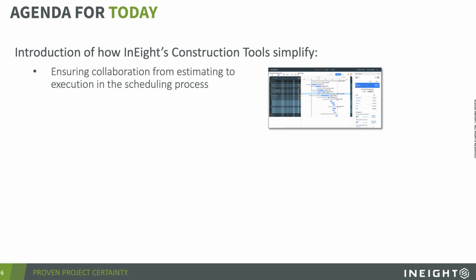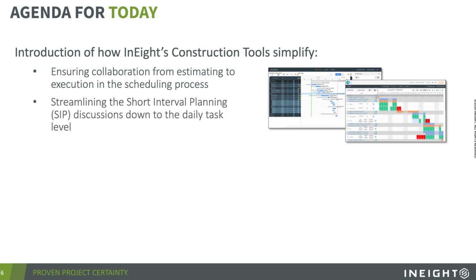First and foremost, we're going to look at simplifying collaboration from estimating to execution in the scheduling process. It's a very important piece of the project, the data and the information that you start with, and we want to simplify that collaboration. And then how we take that and we streamline it into a short interval plan. So all that information is very, very beneficial in the upfront planning phase, but now we've got to go build it. How do we put that into a plan to get done?